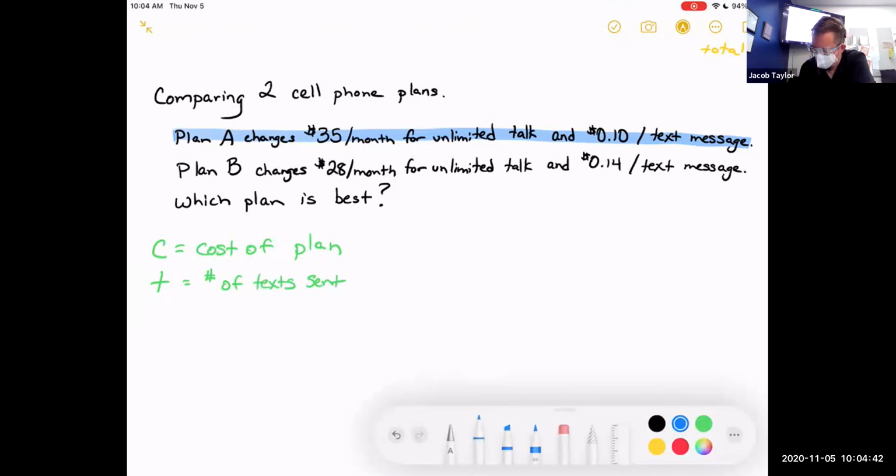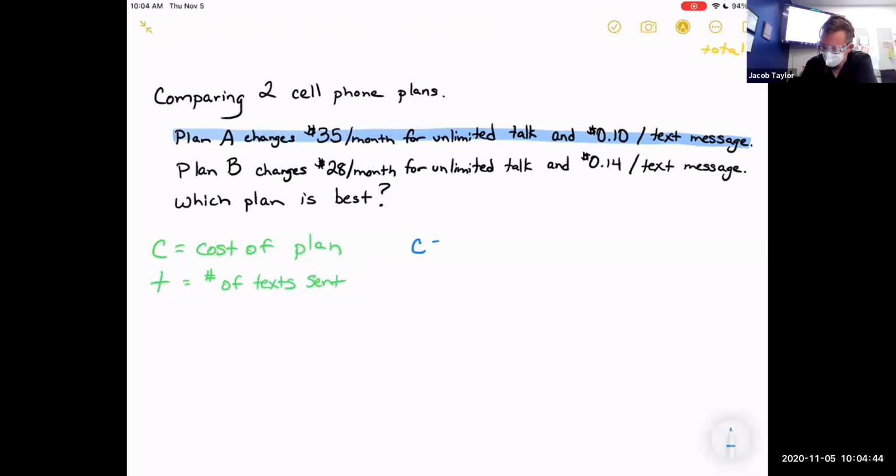So how much is plan A going to cost me? It's $35 a month plus 10 cents per text. Would it be appropriate for me to put 10T? Why 0.10? Why won't 10 work? Right, $10 per text. I don't know if I ever want to send a text that bad.